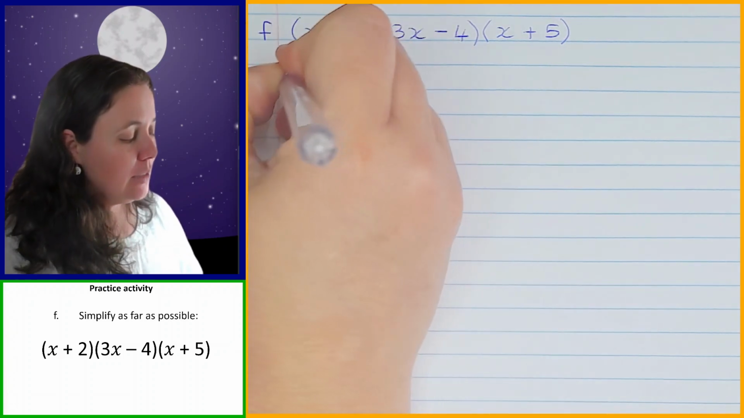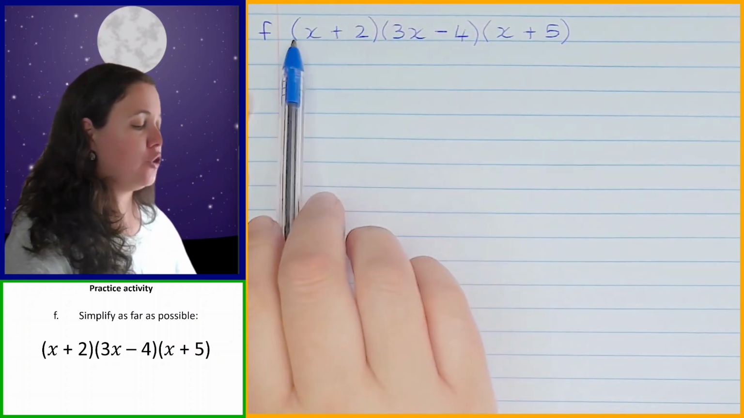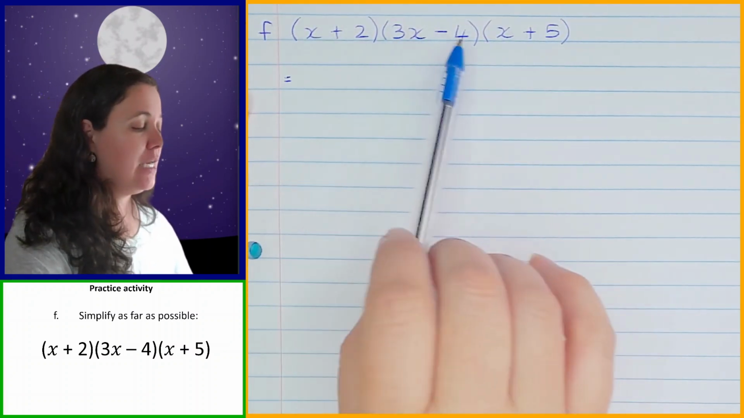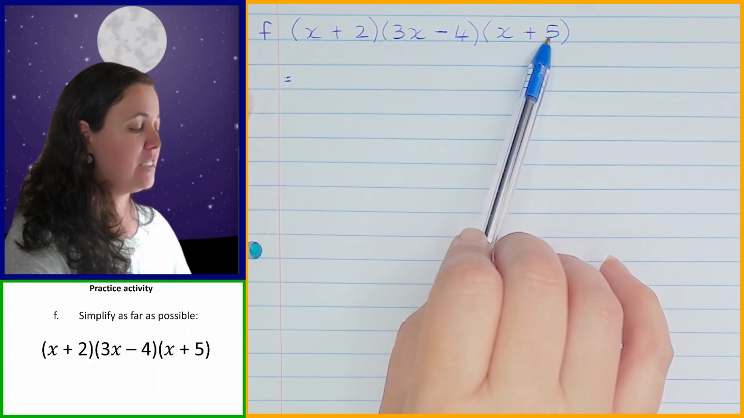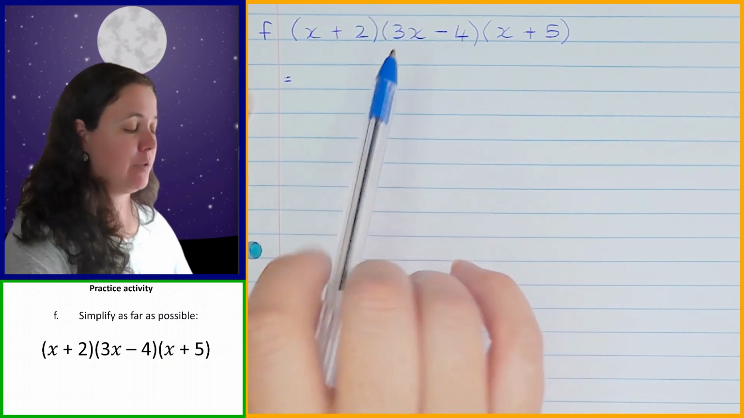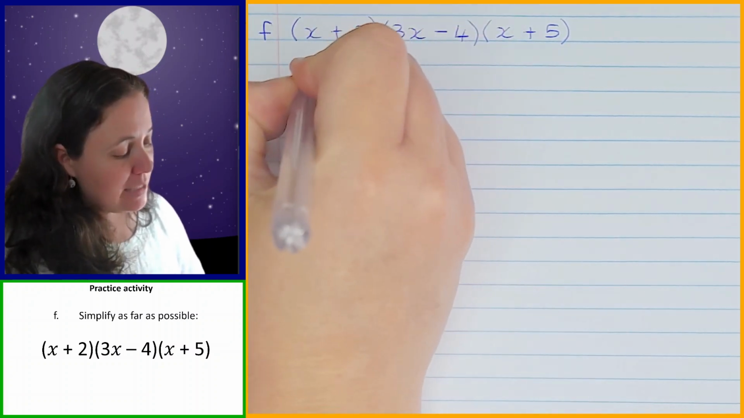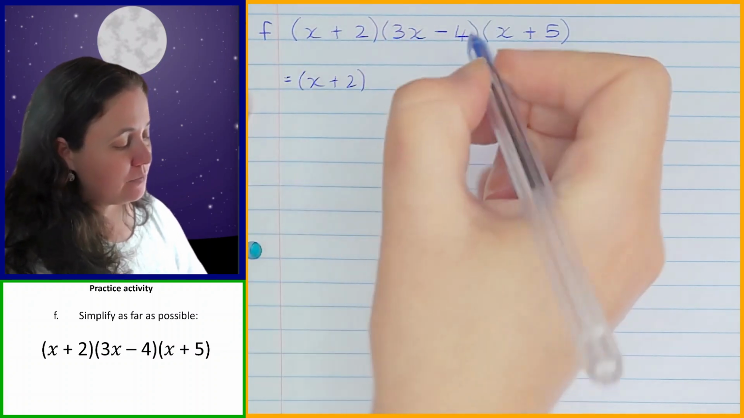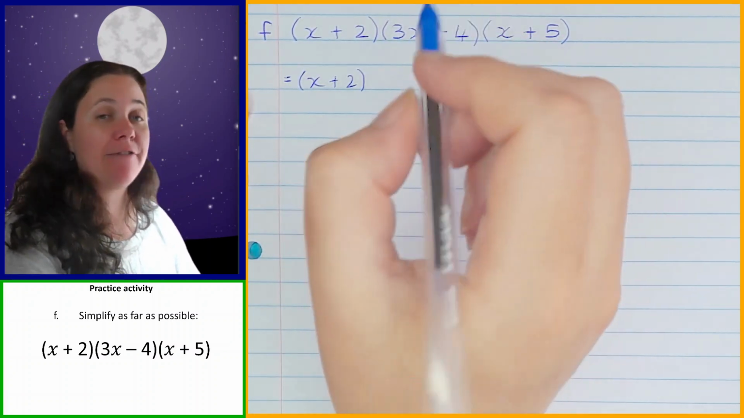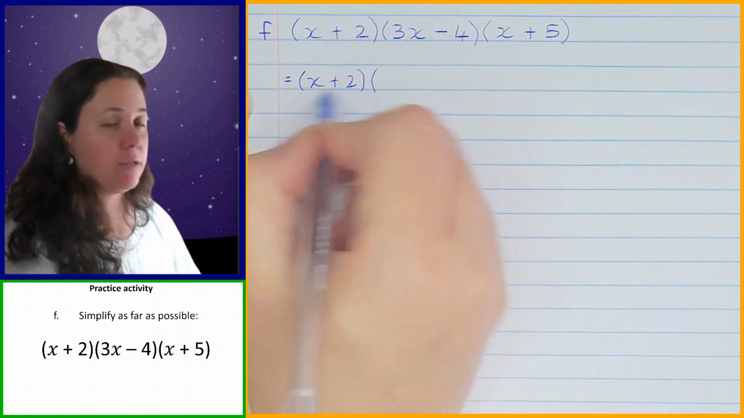Okay. So I'm going to choose to keep it as it is. I'm not going to rearrange it. I'm going to multiply the last 2 together first, and then after that I'm going to multiply the x plus 2 in. At the moment the x plus 2 is going to stay as it is. And when I multiply these together, I have to keep it in brackets because I still have to multiply that x plus 2 in.